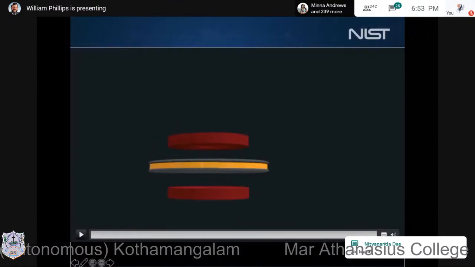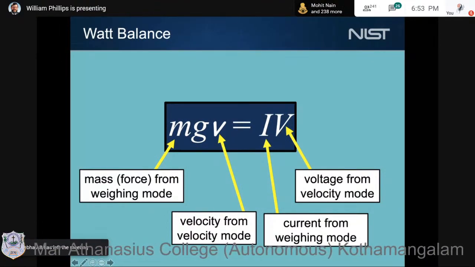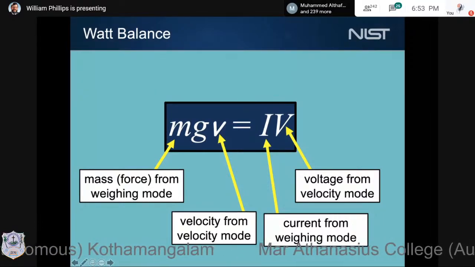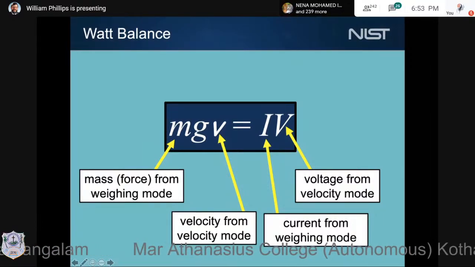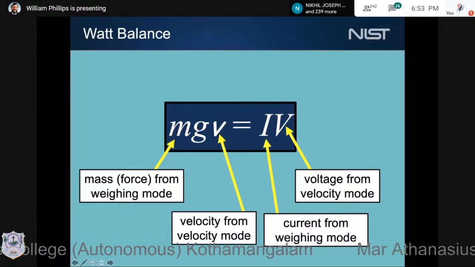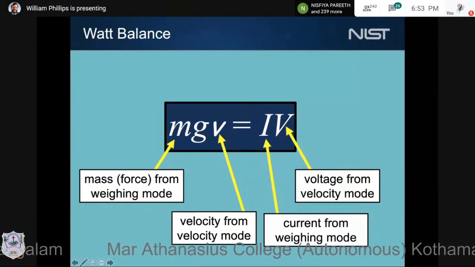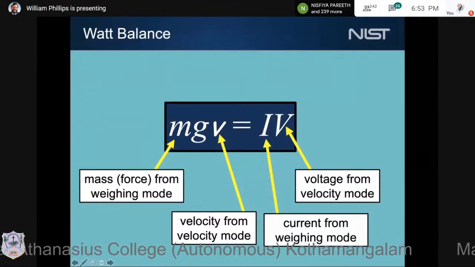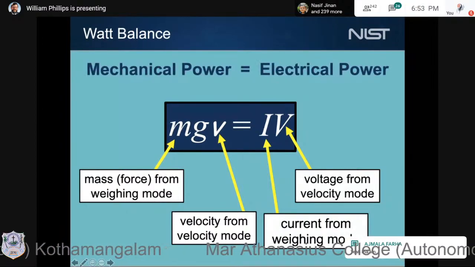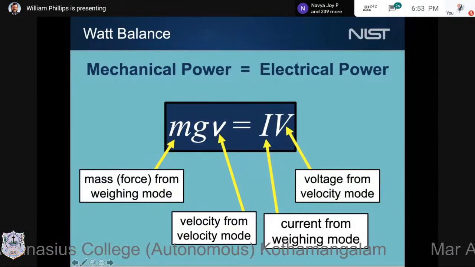And what Kibble found was that if you take the force that you measured right here, mass times the acceleration of gravity, that's the force that you measure in the weighing mode, multiplied by the velocity that you have in the velocity mode, that's equal to the product of the current that you get in the weighing mode times the voltage you measure in the velocity mode. You see, this is a force times a velocity. That's mechanical power. And this is current times voltage. That's electrical power. These two things have to be equal.